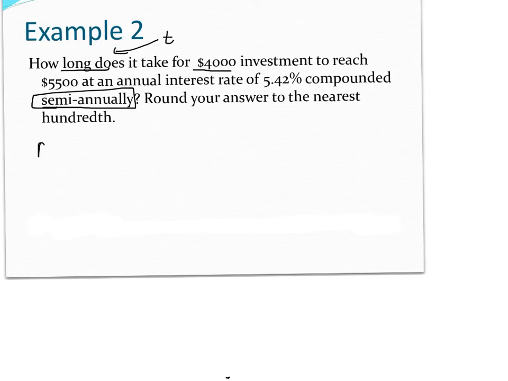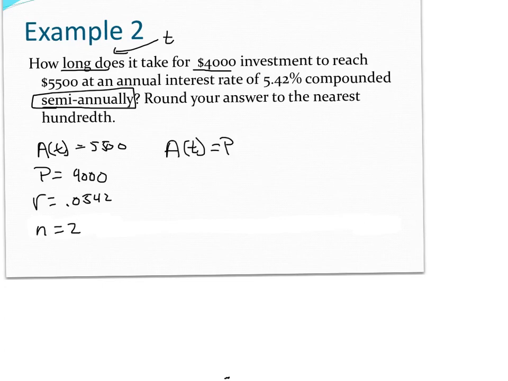5.42%. So my amount after a certain amount of time is $5,500. My investment is $4,000. My rate is 0.0542, and my compound semi-annually is 2. And I know the formula I'm going to use is A of t is equal to principal times 1 plus my rate over my compounds, all raised to compounds times time.